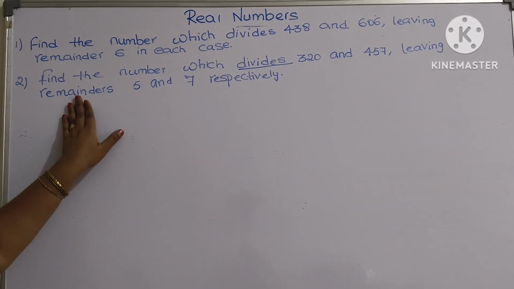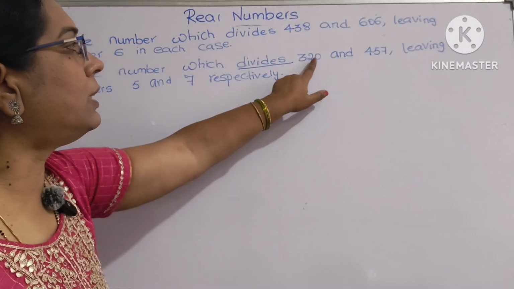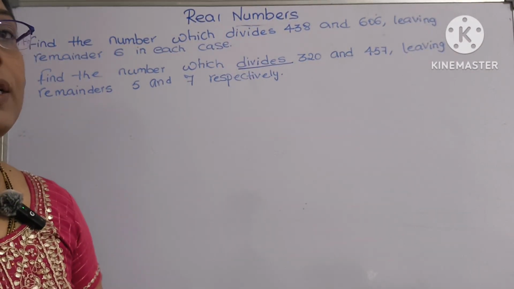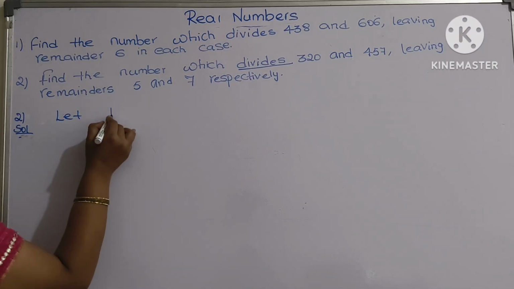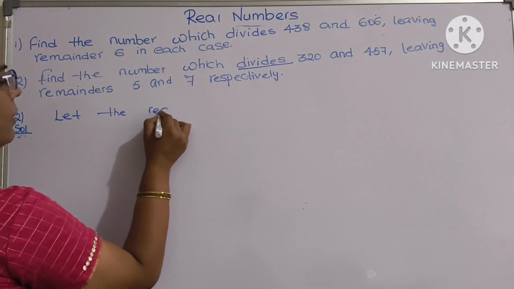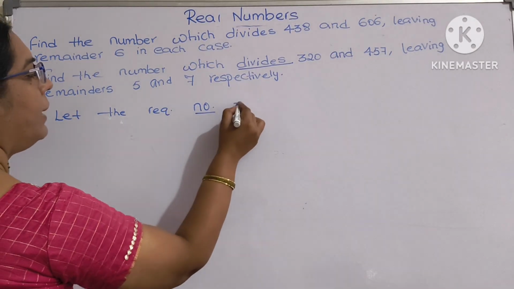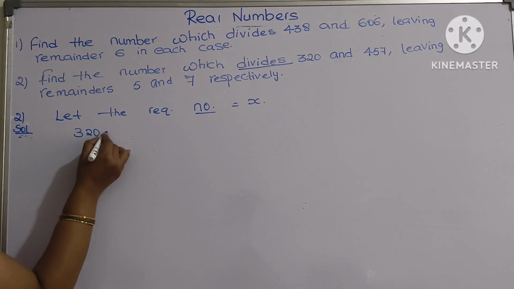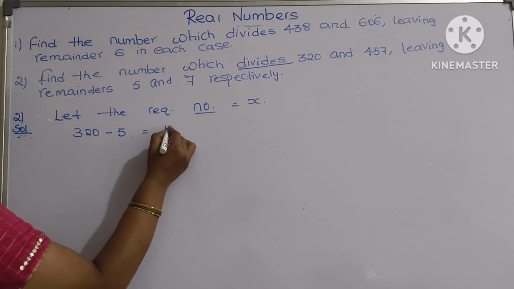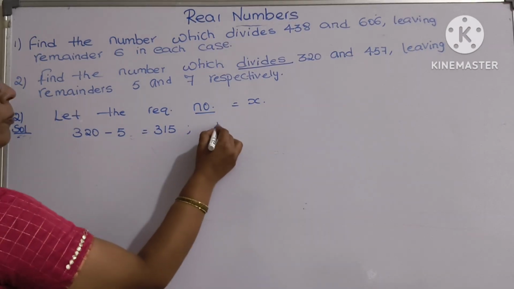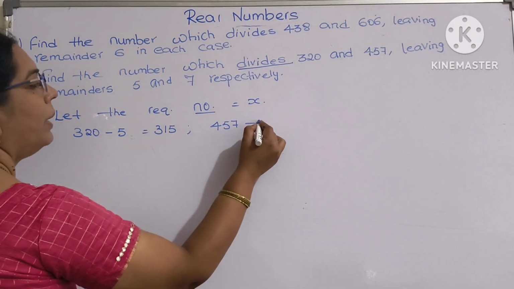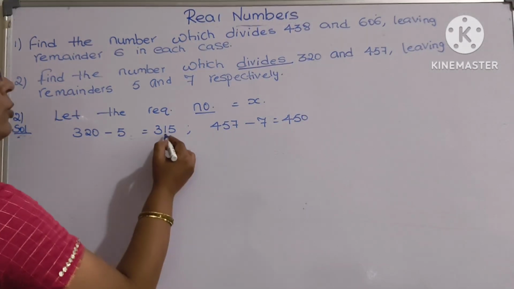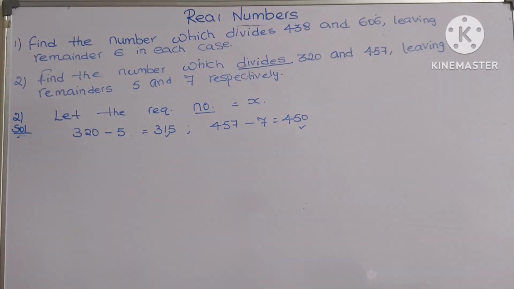And is the remainder the same? No. In each case, for this number the remainder is 5. For this number, the remainder is 7. When you have different remainders, what do we have to do? Let the required number be x. Then, first let us subtract the remainders. 320 minus 5 will be 315. Similarly, 457 minus 7 will be 450. Now, for these new numbers, let us find the HCF.